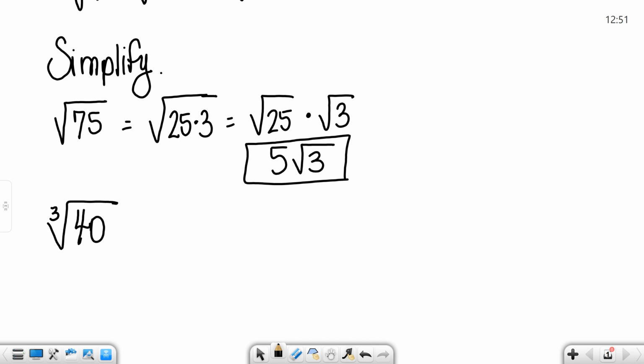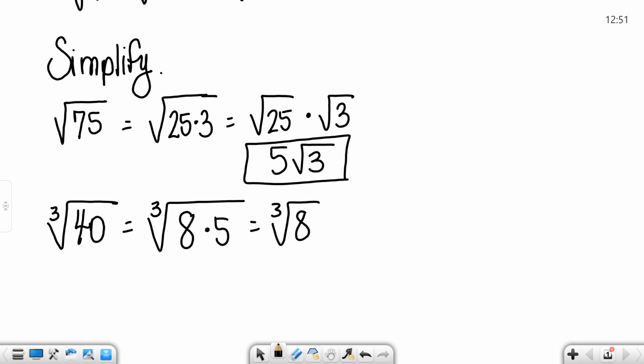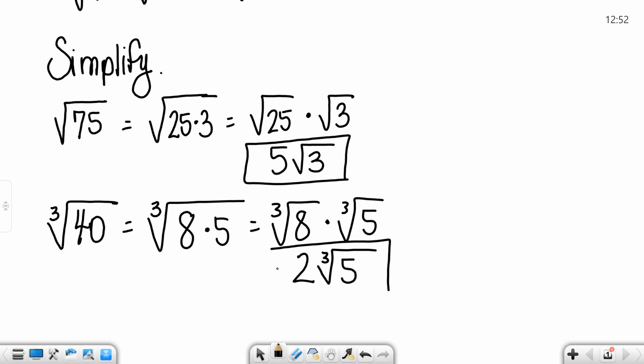Right, if I have the cube root of 40, then what I want to do is find some number that I can take the cube root of, like 8. So this would be the cube root of 8 times the cube root of 5. I can do the cube root of 8. It is 2. I cannot do the cube root of 5. So my answer would be 2 on the cube root of 5.